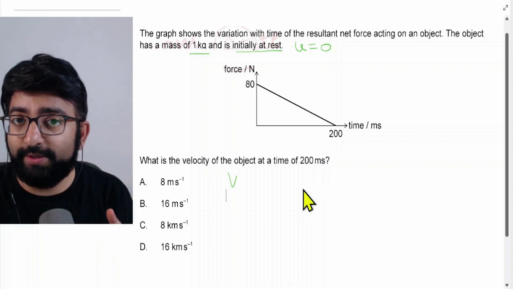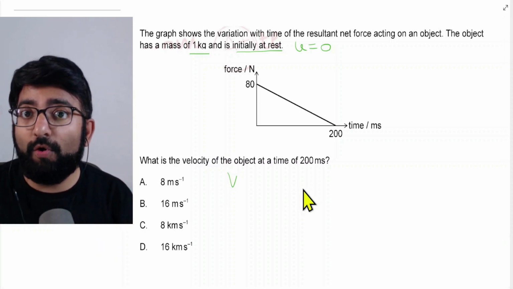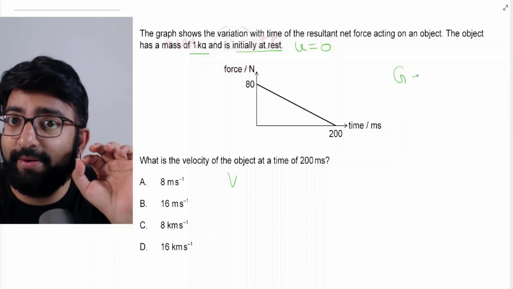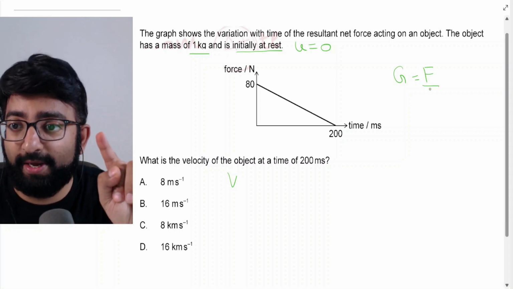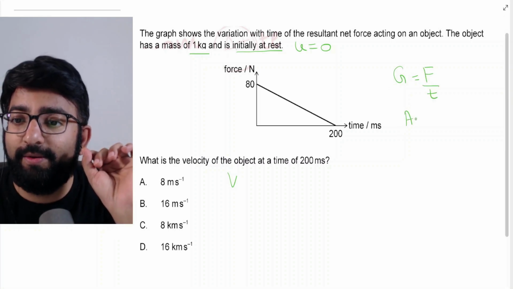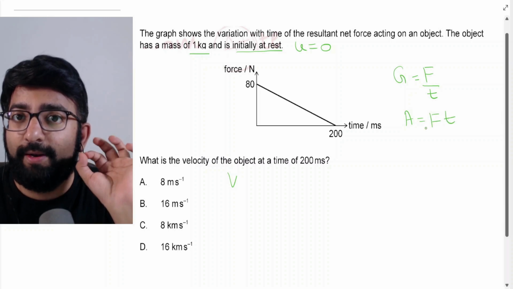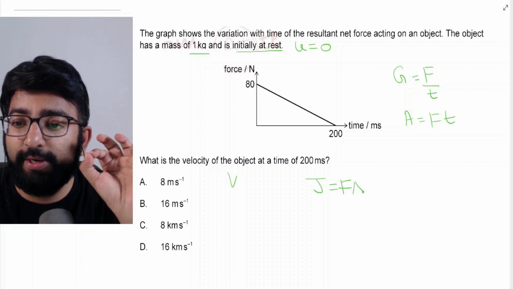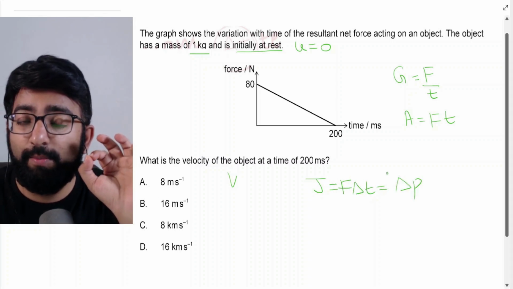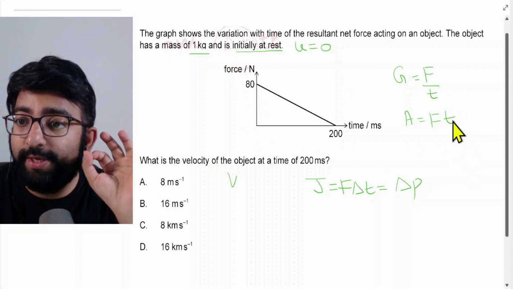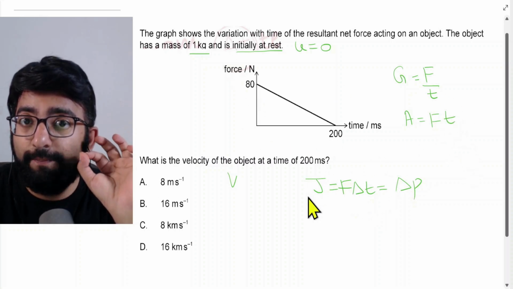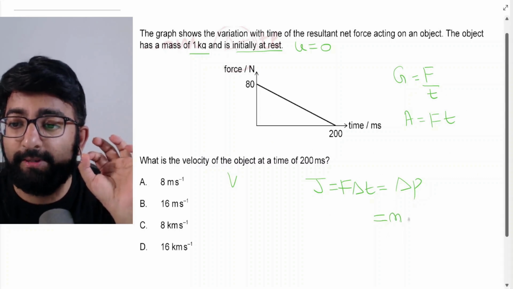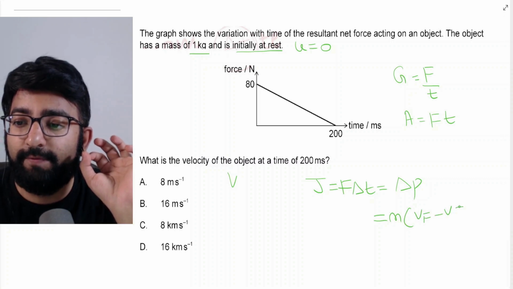Since it's a graph-based question, either we do area under the curve or gradient. Let's see which one to take. So if I find the gradient, it will be y-axis divided by x-axis, force upon time, and area under the curve will be force into time. Now, if we go back to the impulse-momentum theorem, J is equal to force into time, which is equal to change in the momentum. So in the current graph, force into time will give us the value of impulse, which is equal to change in momentum. And change in momentum can be written as mass into V final minus V initial.